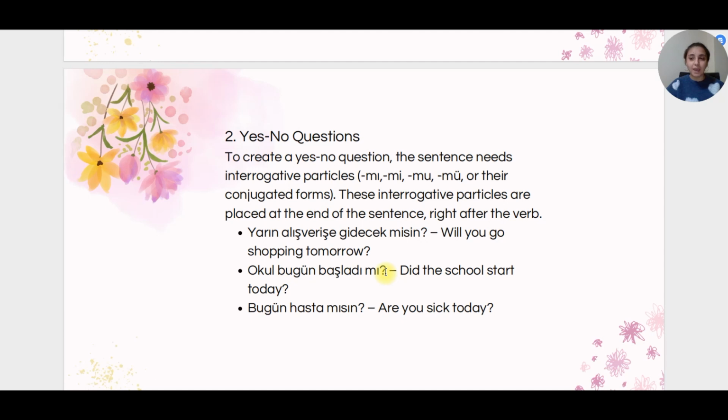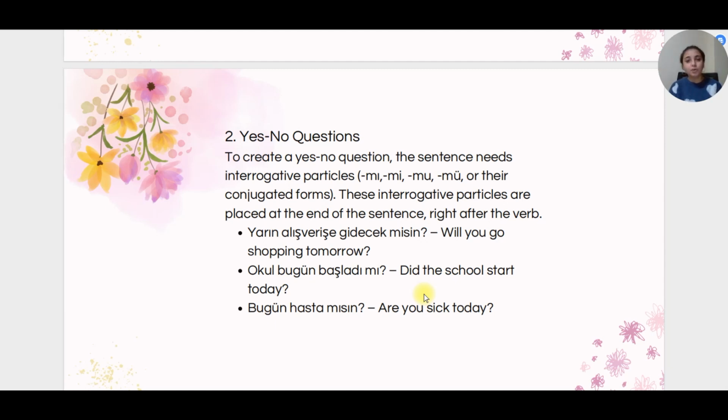Question words are at the end of the sentence. Personal suffixes are at the end of the sentence. And the question suffix is first and the personal suffix second. It means the last suffix in the sentence. And for I, it is im. For you, it is sin. And for he, she, it, why is there no personal suffix here? Because we don't have a personal suffix for he, she, it. That's why it is in bare form. Just mi is enough to make it a question. And why do I choose mi? Why don't I choose mı, mu, mü? This is related with vowel harmony.